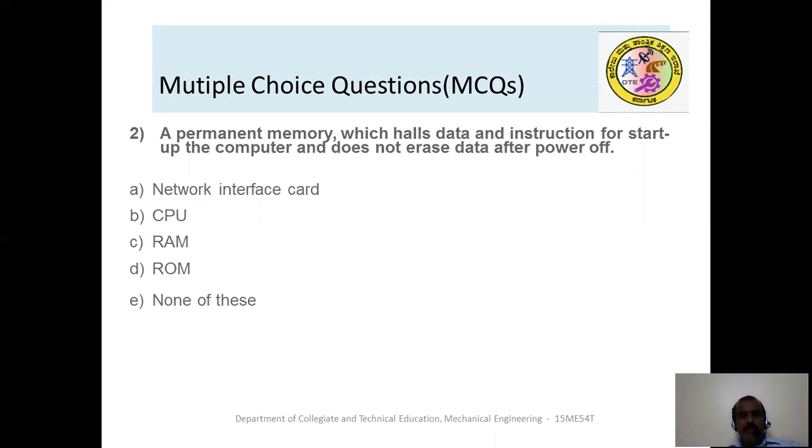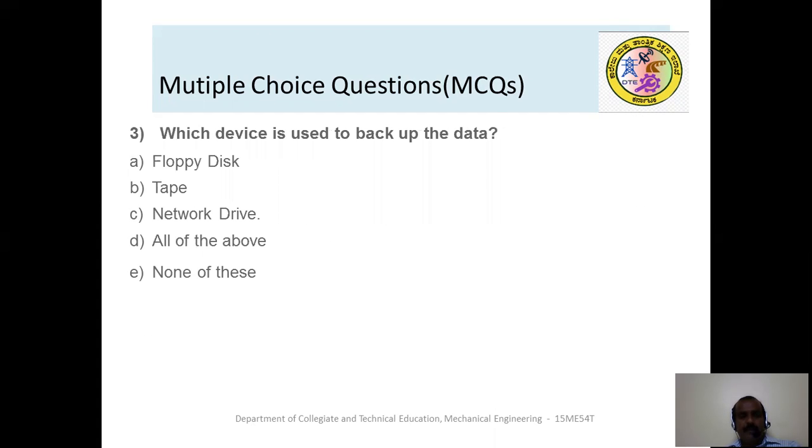A permanent memory which holds data and instructions for startup of the computer and does not erase data after power off is called network interface card, CPU, RAM or ROM, none of these. The answer is read-only memory, that is the answer D. Which device is used to back up the data? Floppy disks, tape, network drive, all of the above, none of these. The answer is D, all of the above.